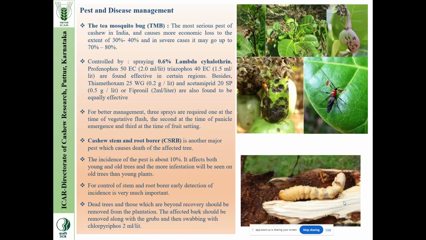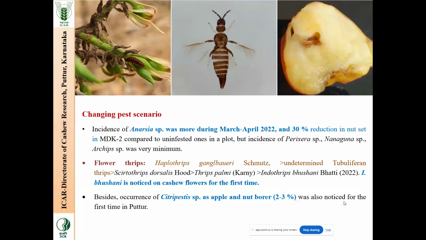After that, the affected bark should be removed along with the grubs, and then swabbing has to be done with chlorpyriphos at 2 ml per liter. This is the general practice we recommend for cashew growers. Due to changes in the pest scenario as well as weather dynamics, some other minor pests are also coming up in the cashew crop. That is flower thrips, as well as Scirtothrips thrips, and nut borer, which cause around 2 to 3% damage in cashew, as reported.